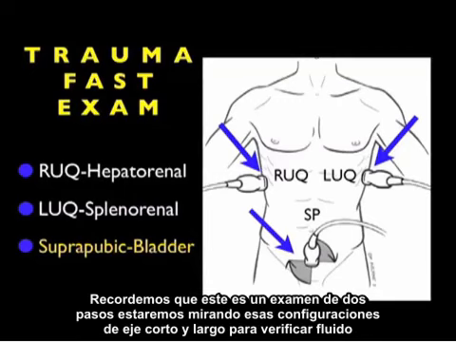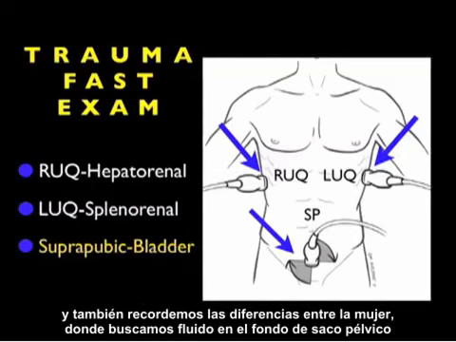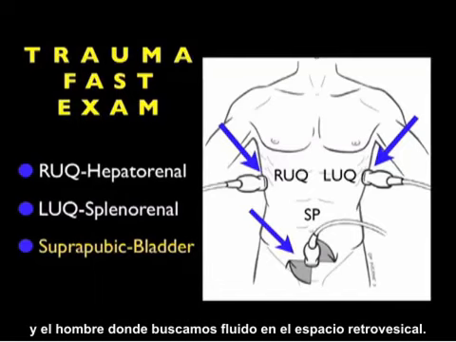Remember that this is a two-step exam. We'll be looking at both short and long axis configurations to verify fluid, and also remember the differences between the female, where we're looking into the pelvic cul-de-sac for fluid, and the male, where we're looking into the retrovesical space for fluid.